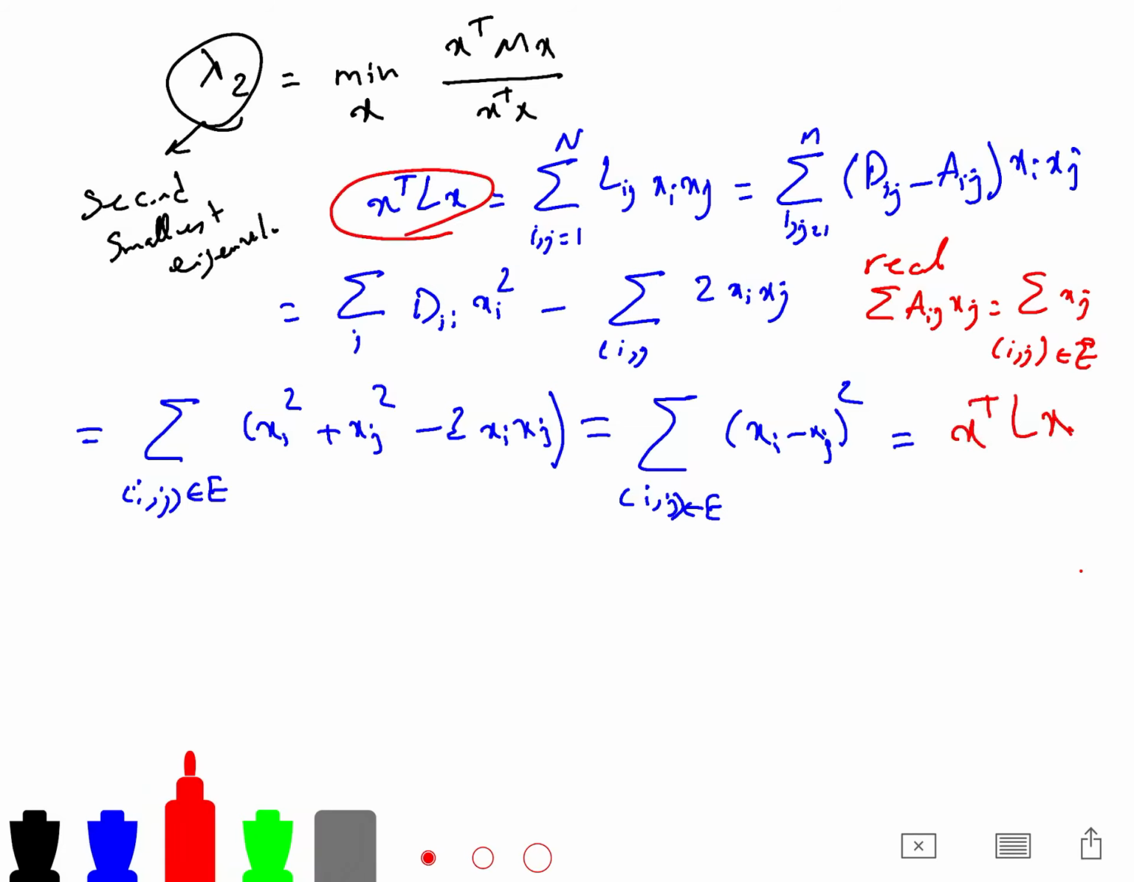that this is X transpose LX. So the meaning of X transpose LX is this. So we want to minimize this. Somehow we want to minimize this energy.